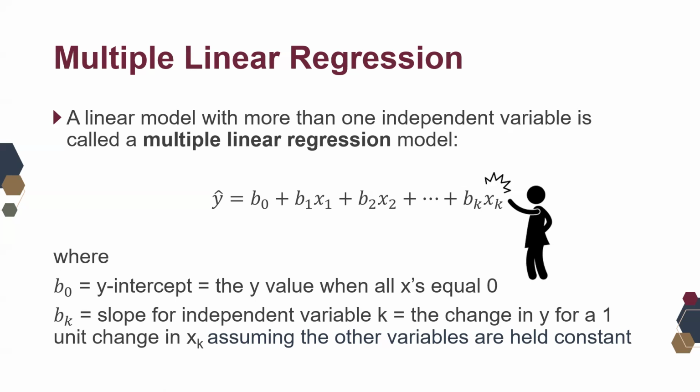The slope and the intercepts are still interpreted in the same way, more or less. The intercept is still the y value, but when all x's are equal to 0 instead of just 1. So that part's important, that it has to be every x equal to 0. And the slope will be the change specifically for that x variable while you are not changing any of the other x variables. So you can only change one at a time. We'll look at those interpretations in more detail as we do an example.